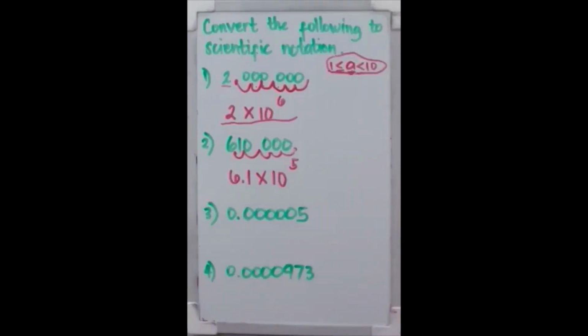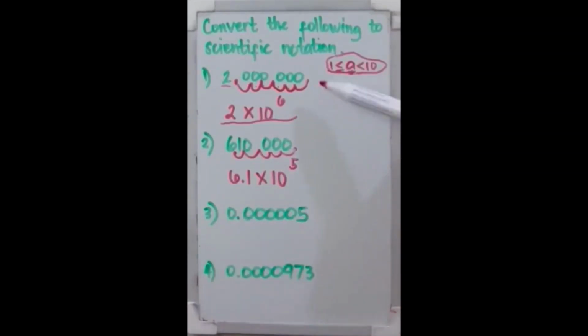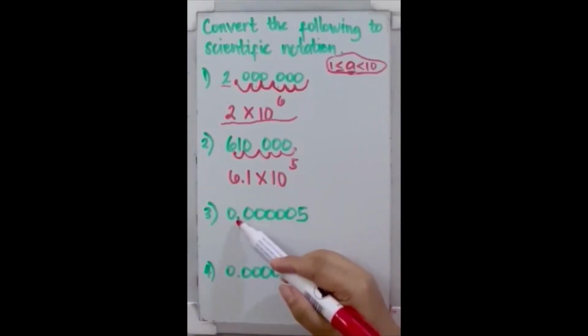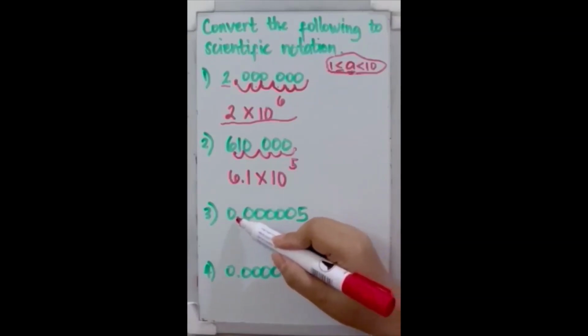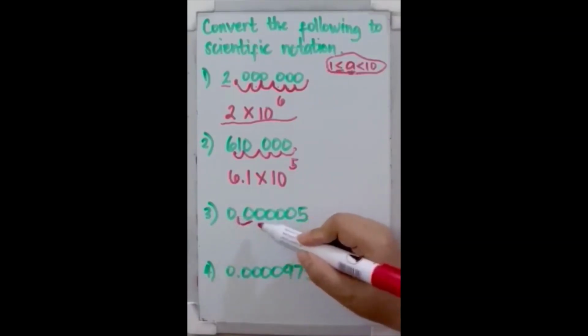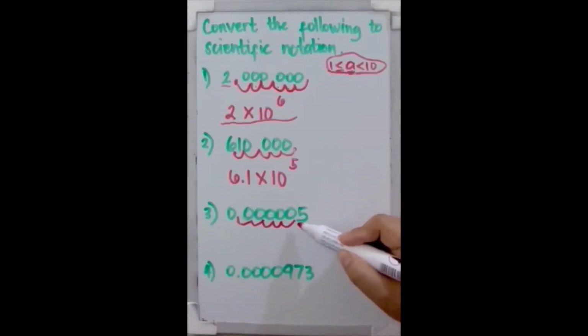Let's proceed to example number 3. This time we have a decimal number. The last 2 examples are decimal numbers, while the first 2 are whole numbers. So obviously the point is seen here, and we will be moving this point going to the right until we reach the expected coefficient. So again, remember the rule for the coefficient. Now we can start moving 1, okay, 2, 3, 4, 5. We will stop here.